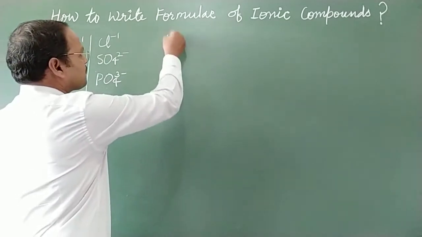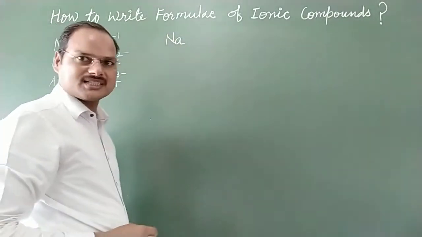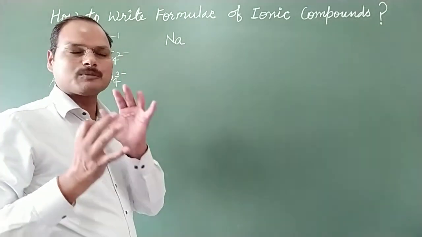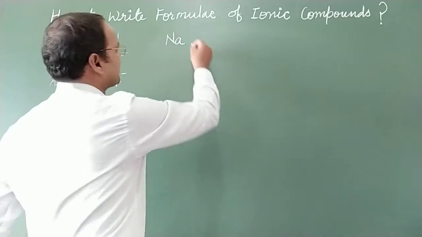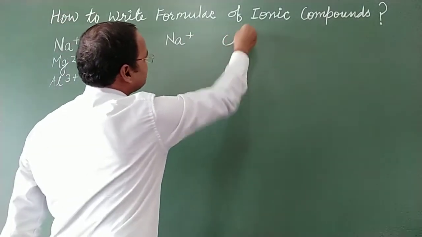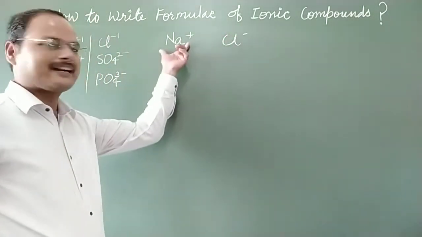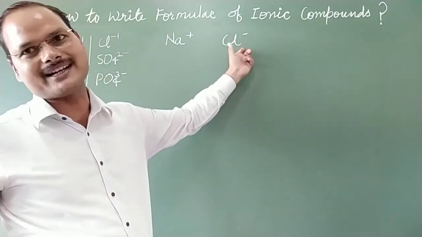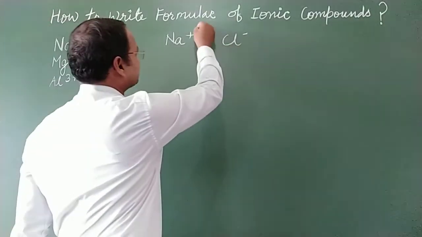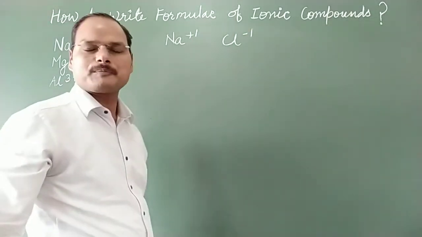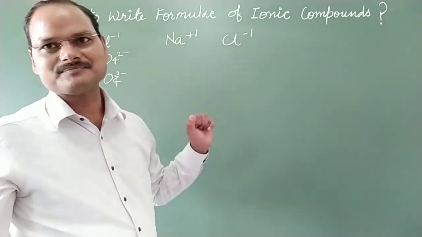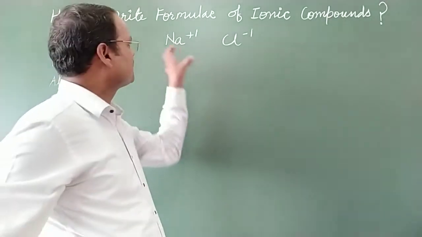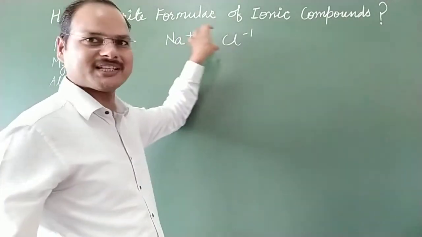Here, positive charge particles should be written first. Why? Because there is a rule by which we can easily know that the positive part should be written first. Negative charge particles should be written after that. So towards the left side I have written sodium ion. Towards the right side I have written chloride ion. These ions have one positive valency and one negative valency. Simply by exchanging their valencies, we can write the formula of the ionic compound formed by joining sodium with chlorine.